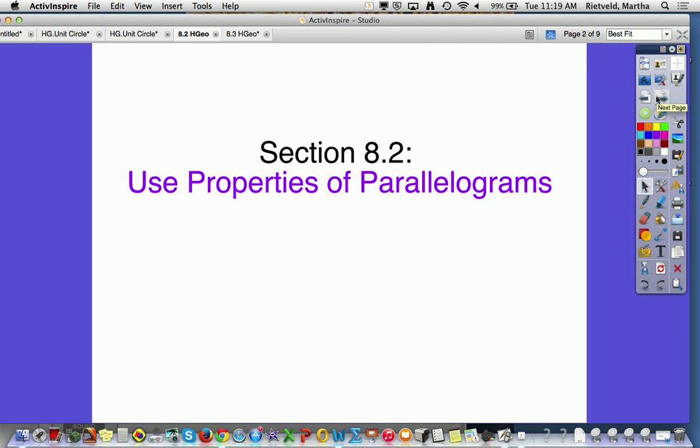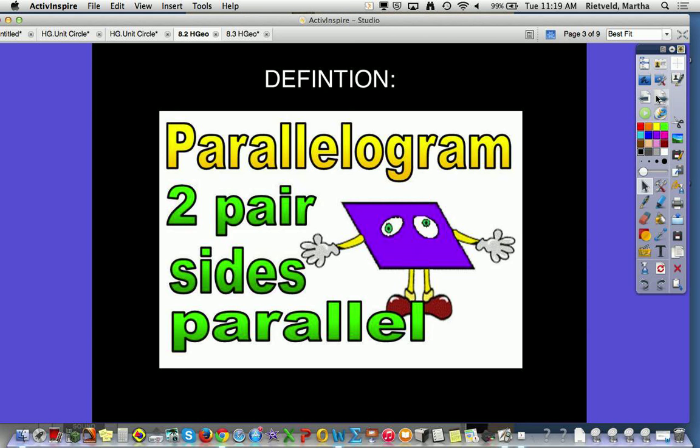8.2 is the use of properties of parallelograms. We start with the definition of parallelogram. A parallelogram is a quadrilateral, which means it has 4 sides, and 2 pairs of sides are parallel.